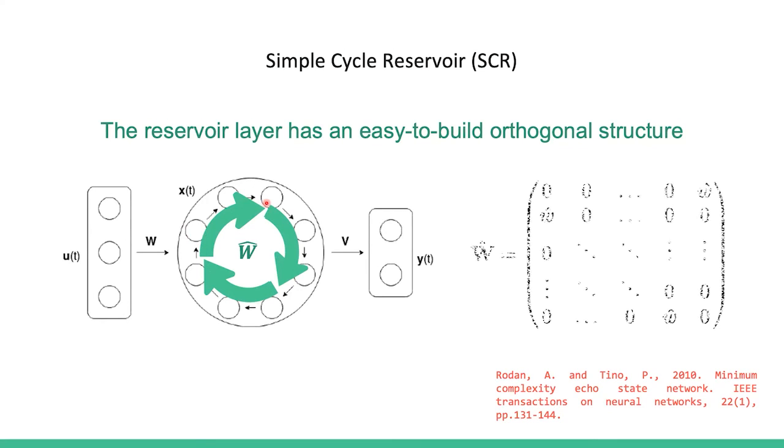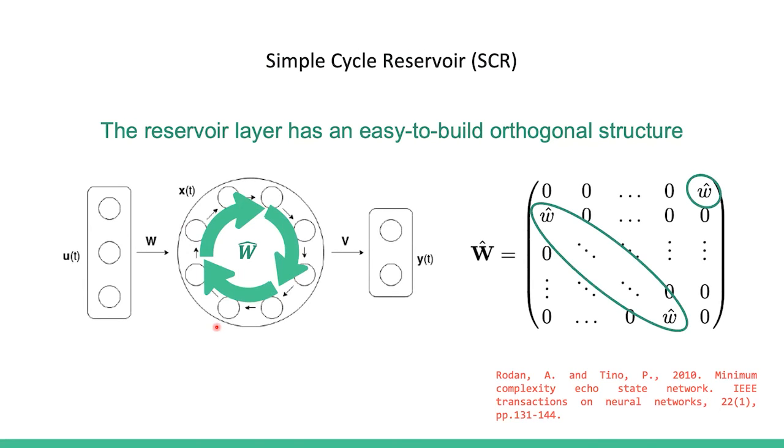In practice, if you look at the recurrent weight matrix that is induced by this topology, then we see that this is an orthogonal structure, because it's a very specific permutation matrix where we have non-zero values only on the sub-diagonal and on the top right element, okay? So in practice, this means that with a very simple modification in the topology of the reservoir, now I have a computational property. It is a computation based on orthogonal matrices.